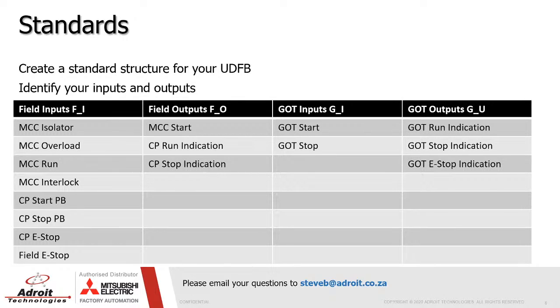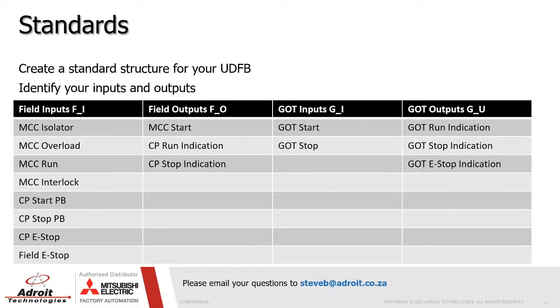So then we need to identify what inputs and outputs we are going to use for the function block. I've put together a small list that we're going to utilize today for the function block that we're going to create. We're going to create a function block basically to control a conveyor belt. And for the conveyor belt to run, we need to meet certain conditions.